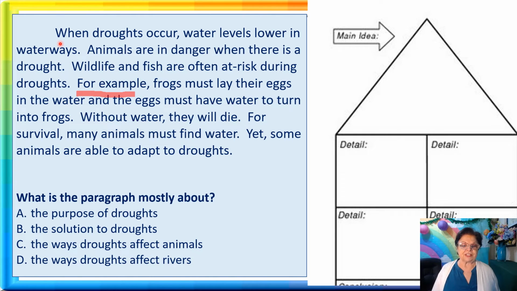Let's look at this first sentence. When droughts occur, water levels lower in waterways. The rest of the paragraph doesn't talk about that really. What the rest of the paragraph is talking about are wildlife and fish that are often in danger in a drought.